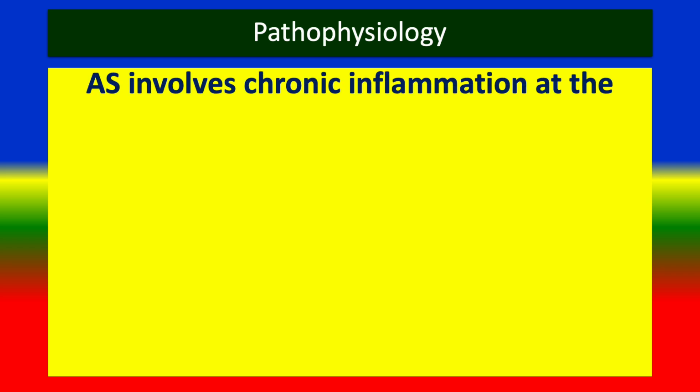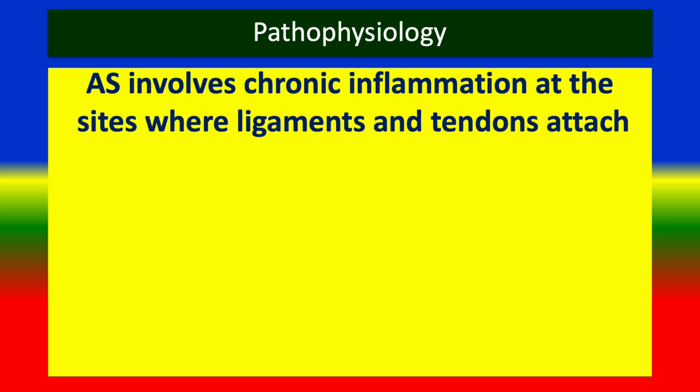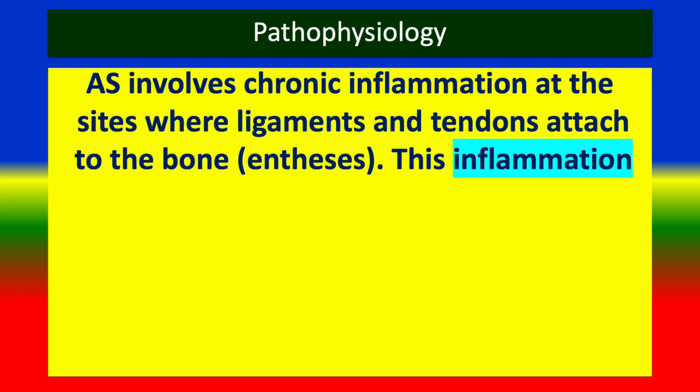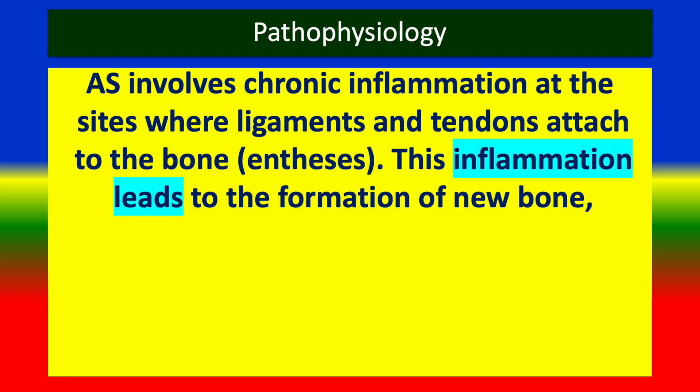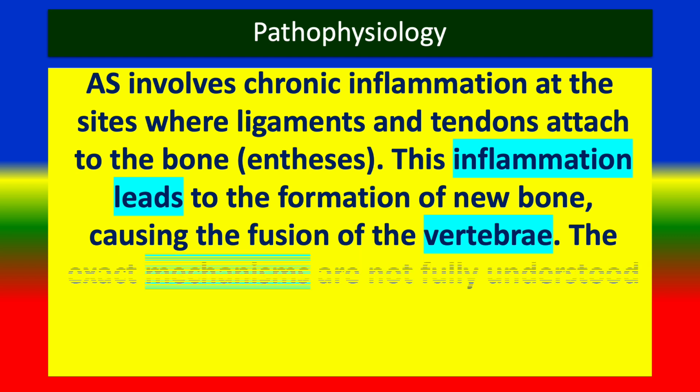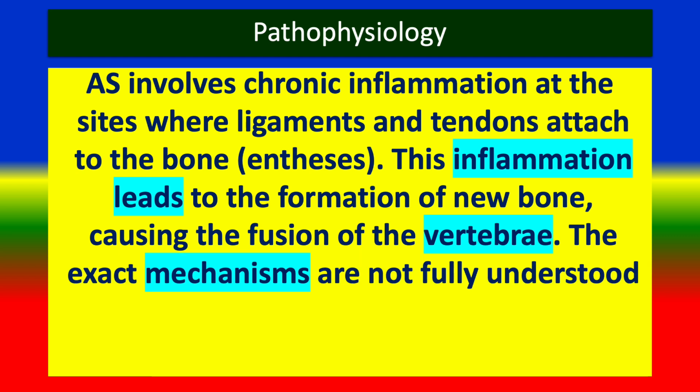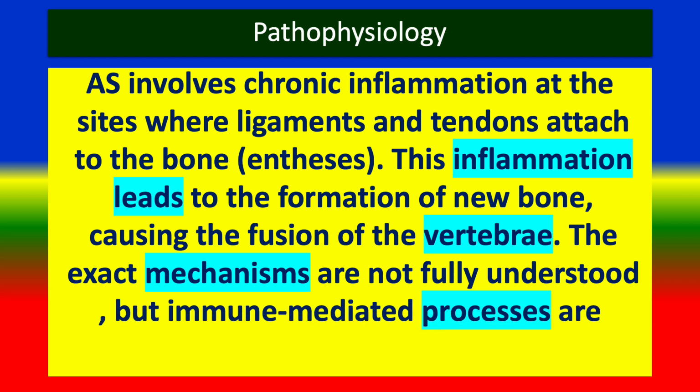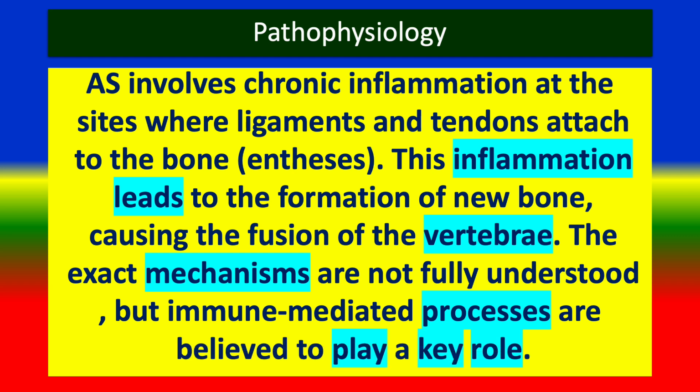Pathophysiology. AS involves chronic inflammation at the sites where ligaments and tendons attach to the bone. The inflammation leads to the formation of new bone, causing the fusion of vertebrae. The exact mechanisms are not fully understood, but immune-mediated processes are believed to play a key role.